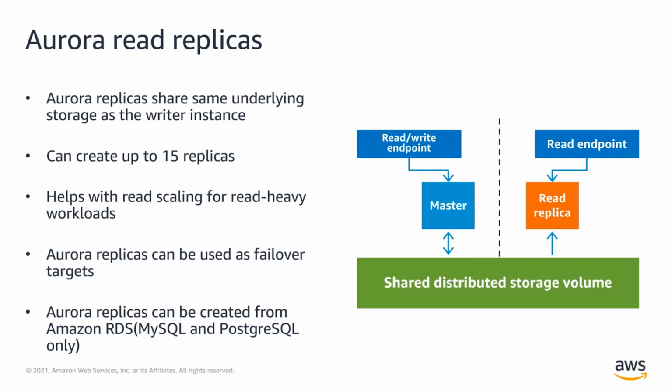And additionally, you can also create Aurora replicas from Amazon RDS for MySQL and PostgreSQL engines. This is the use case if you have requirements to migrate from your Amazon RDS instances to Amazon Aurora. Once you create your Aurora replica from an RDS instance and you see the replica lag between RDS and the Aurora replica is 0, you can then stop the replication and make your Aurora read replica a standalone cluster available for reading and writing. So that's for Aurora read replicas.